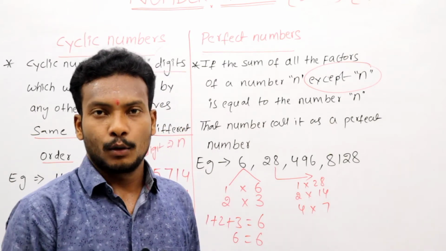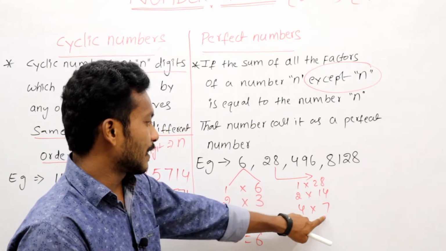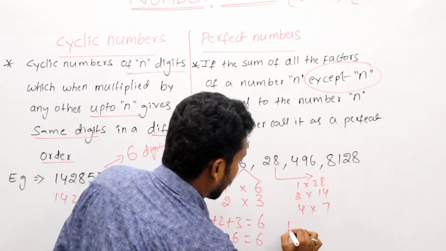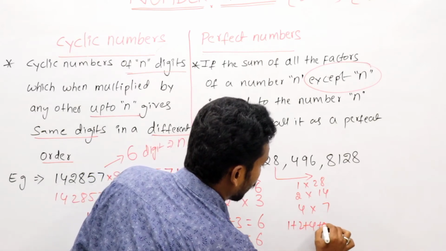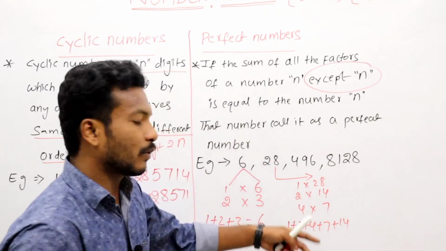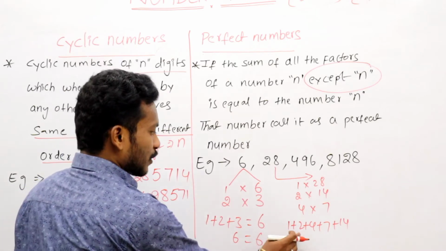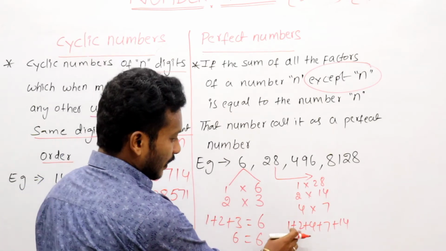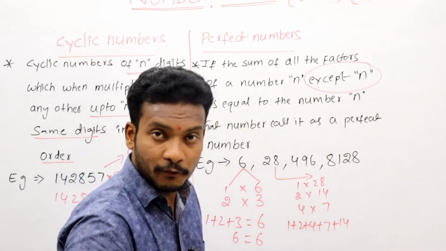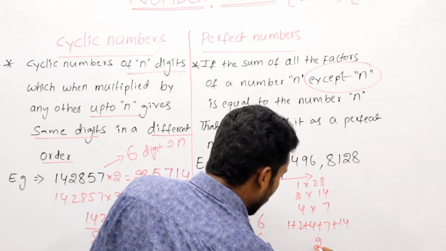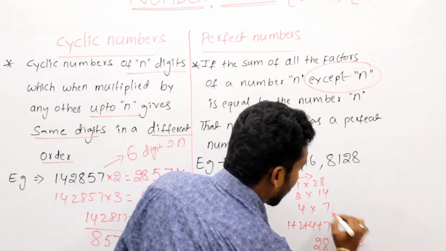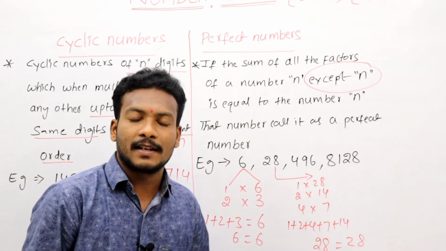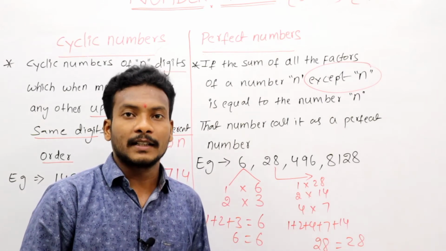Is there any other? No. The factors are 1, 2, 4, 7, 14, 28. Now addition of 1 plus 2 plus 4 plus 7 plus 14, with 28 removed. 1 plus 2 is 3, 3 plus 3 is 6, 6 plus 4 is 10, 10 plus 7 is 17, 17 plus 14 is... That is 28. 28 is equal to the number itself. That's why it is also called a perfect number.